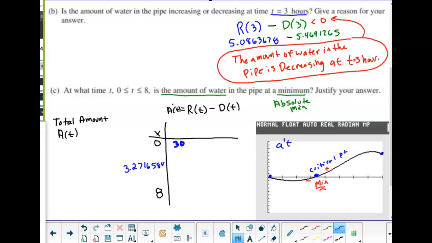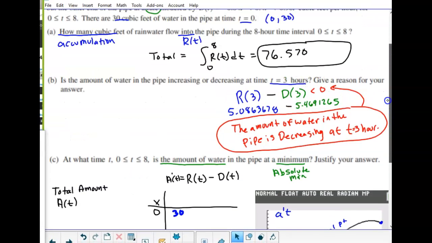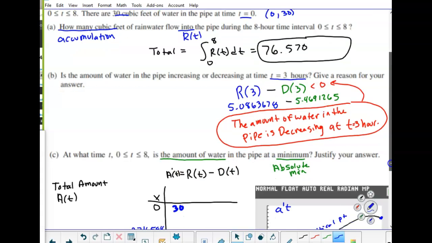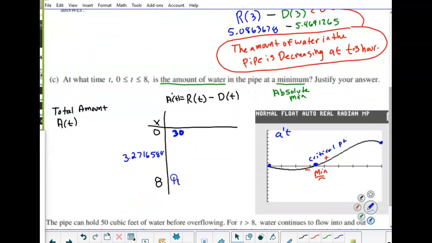And then at eight, didn't we accidentally find this answer? But remember, part A was the rate. So from 0 to 8, we had 76.570 cubic feet going in. But then we want the total, so I have to add the 30 to that. So that answer I originally had of 106.570, that's the total amount.